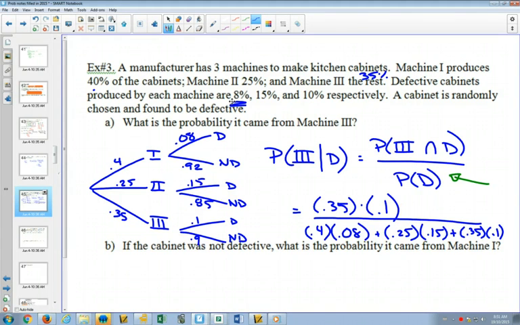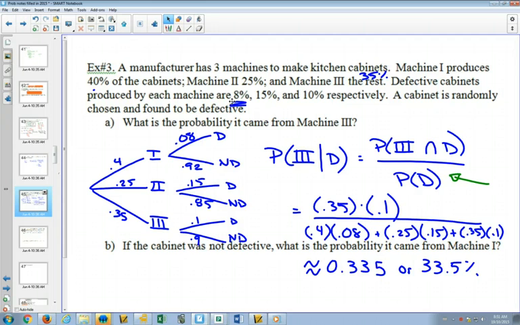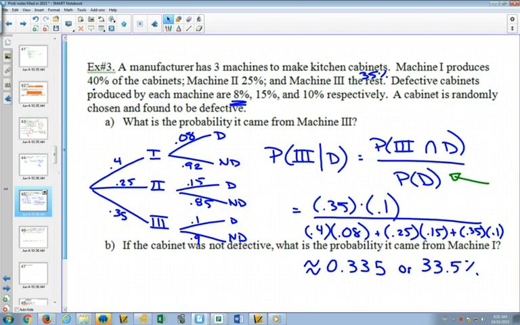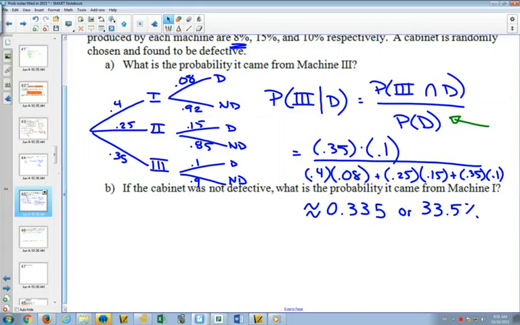Barring any crazy calculation errors, I get approximately 0.33, rounded to 3 sig figs 0.335, or 33.5% chance. The formula is probably the easiest way to solve something like this. And I'll let you use the formula to figure out part B. Give you a couple seconds for that.